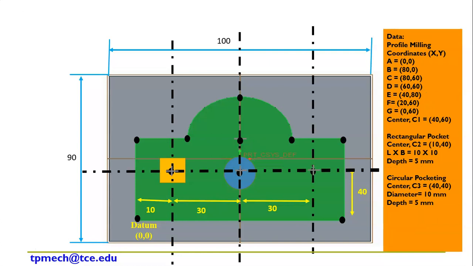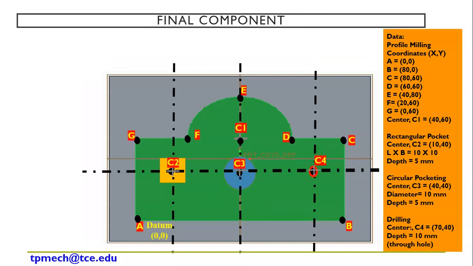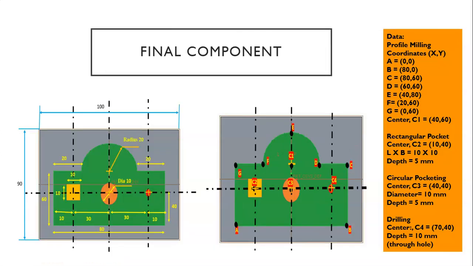The next is drilling. So from here 30, 40. So C4 drilling is at 70, 40. Depth equal to 10 mm. We make a through hole, right? So this is my final component. Okay, profile milling coordinates, rectangular pocket, circular pocket, drilling. So these are my data.